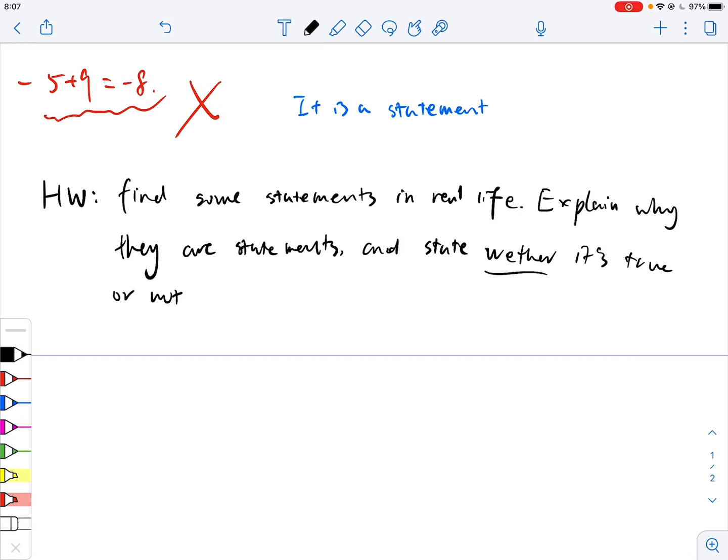So your homework is to find some statements in real life. They can be anything, and you need to come up with a reason saying why it is a statement. In fact, you only have 2 possible reasons. One reason is that the sentence is correct. The other reason is that the sentence is not correct. If either of those 2 reasons applies to a sentence, then that sentence is a statement. The second part of the homework is to see if it's a true statement or a false statement.